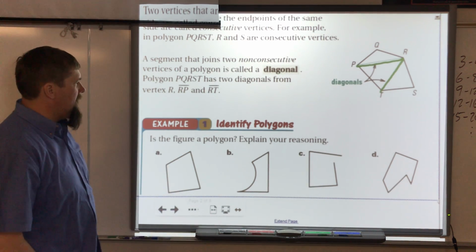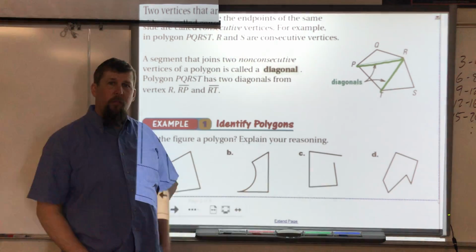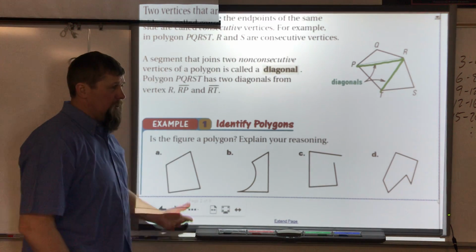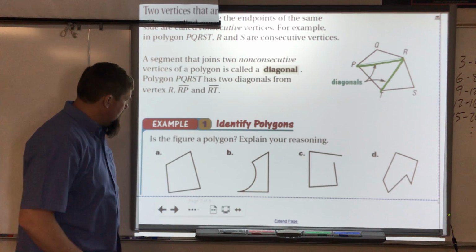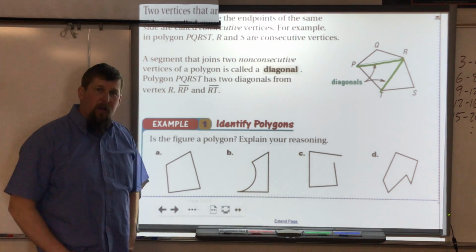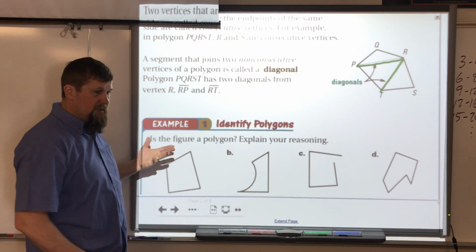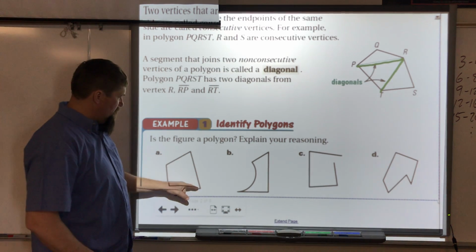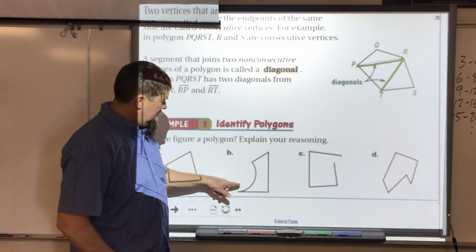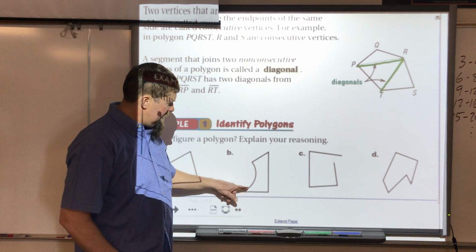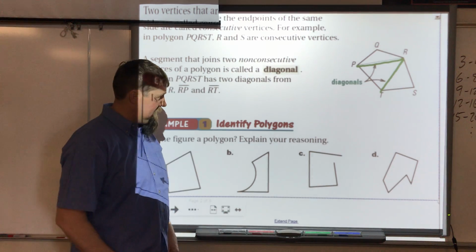Okay? Identifying polygons. In the figure, decide which is a polygon. Explain your reasoning. Now on your homework, make sure you explain. I'm going to be looking for that when I check homework to see if you've explained it correctly. A is a polygon because it has straight sides, segments. They're all adjoining at their endpoints. B is not. The explanation for that is the fact that this is a rounded, curved side, not a segment.